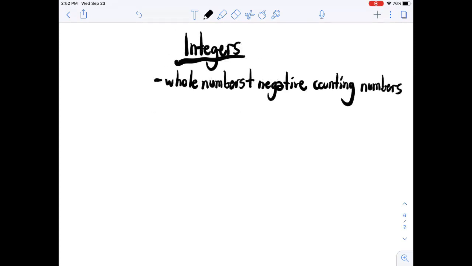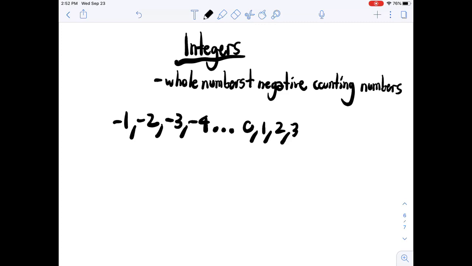Now let's look at integers. Integers are whole numbers and negative counting numbers. Negative counting numbers are basically the same as positive counting numbers, except they're negative. So negative counting numbers are -1, -2, -3, -4, and etc., as long as there's no decimals. And then, of course, the integer set includes the numbers that I mentioned before, 0, 1, 2, 3, 4, and so on.